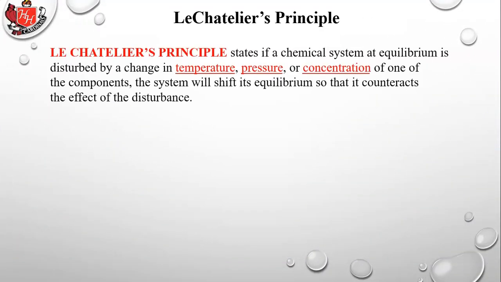Okay, Le Chatelier's principle. Le Chatelier's principle states if a chemical system at equilibrium is disturbed by a change in the temperature, pressure, or concentration of one of the components, meaning reactants or products, the system will shift its equilibrium so that it counteracts the effect of this disturbance. So remember, equilibrium is a happy place where the reaction likes to be. If you change something about that reaction, it's not going to be in equilibrium anymore, and it's going to want to shift so that it gets itself back into equilibrium.